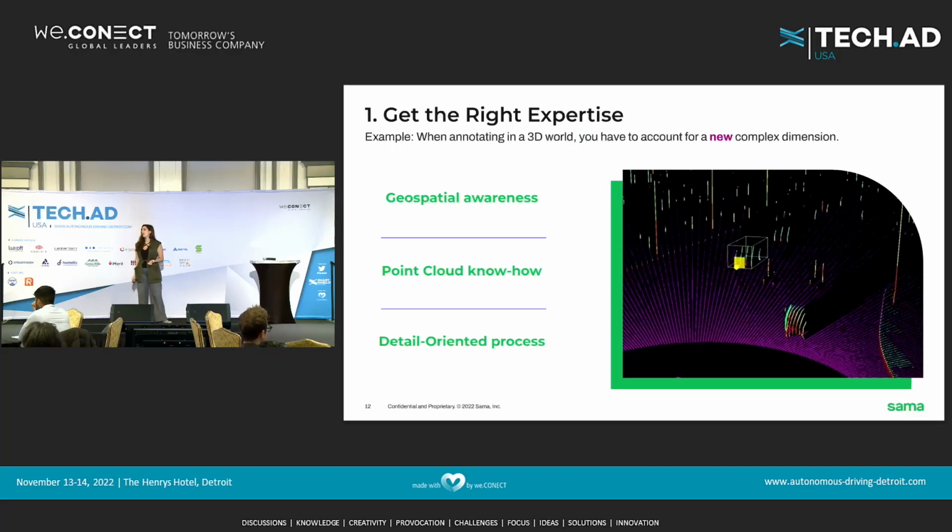The second one is point cloud know-how. It's not only about understanding how to interpret all those points, but it's also about knowing how to interpret those particular sensors that you're annotating, because they all look very different. And it's hard. Some of them are really, really hard to know and understand and interpret. Other ones are a little bit easier, but still you have to learn that part.